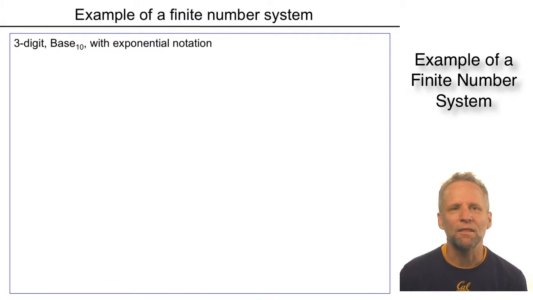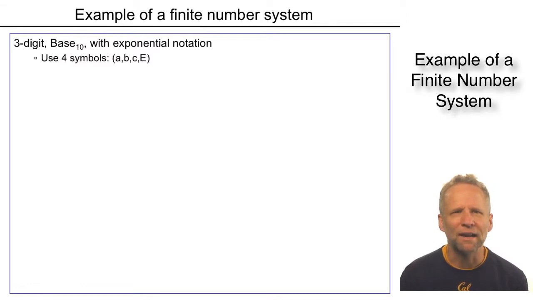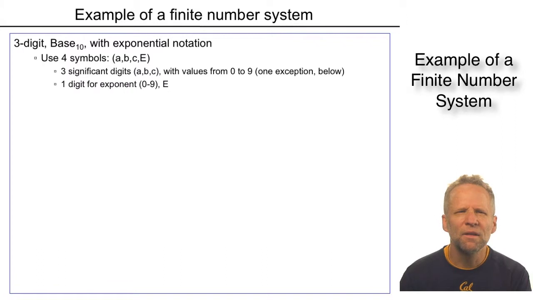So what I've got here is what I'm calling an example of a finite number system. Let's work in 3 digits, base 10, along with exponential notation. What I mean by that is we're going to use 4 symbols to represent our numbers: A, B, C, and E. A, B, and C will represent the 3 significant digits, and their values will be between 0 and 9. There's one exception, which we'll outline below. Then we'll have 1 digit for the exponent, which will also be between 0 and 9.